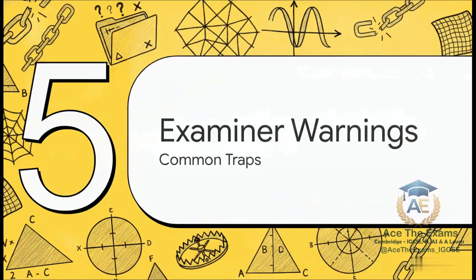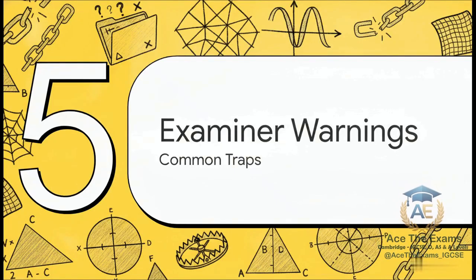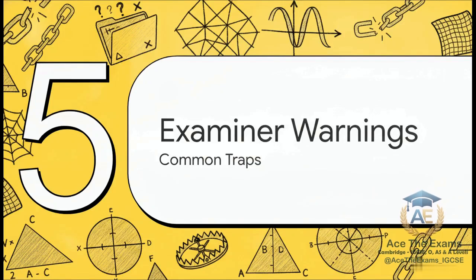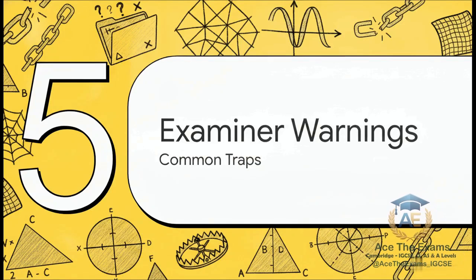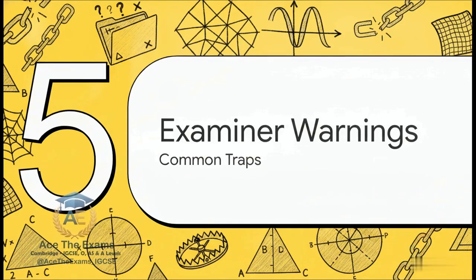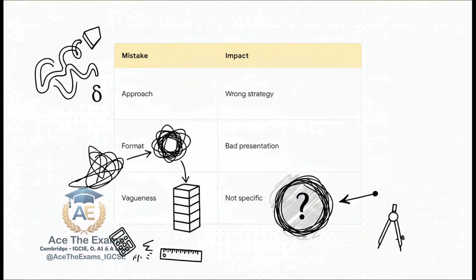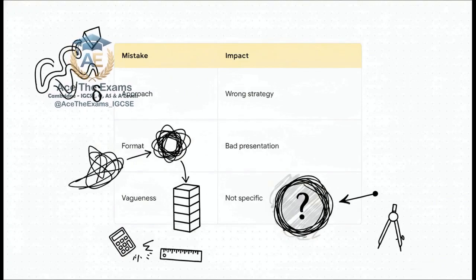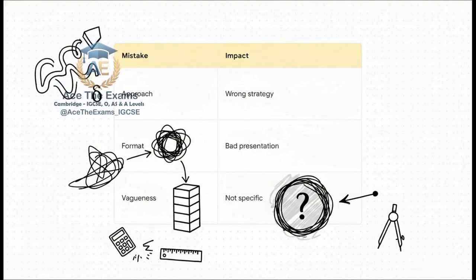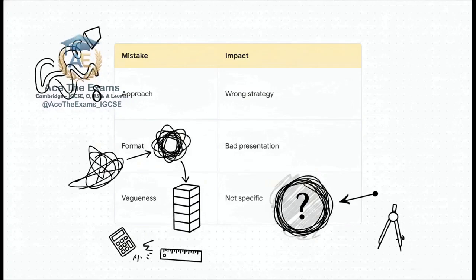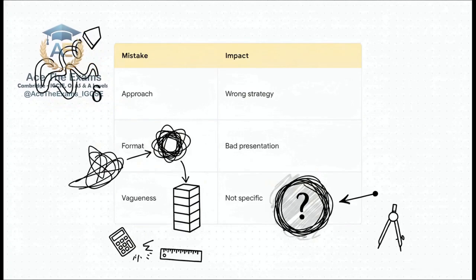Section 5, Top Examiner Warnings. We're in the final stretch. Let's open the classified files on the most common traps candidates fall into, pulled directly from official Cambridge reports. To close this case, Alex, Sam, and I have distilled the examiner reports into 3 universal rules to combat these forensic errors. Rule number 1, the 3-step question scan. This decodes the wrong approach mistake. You scan for the topic, the command word, and the domain.